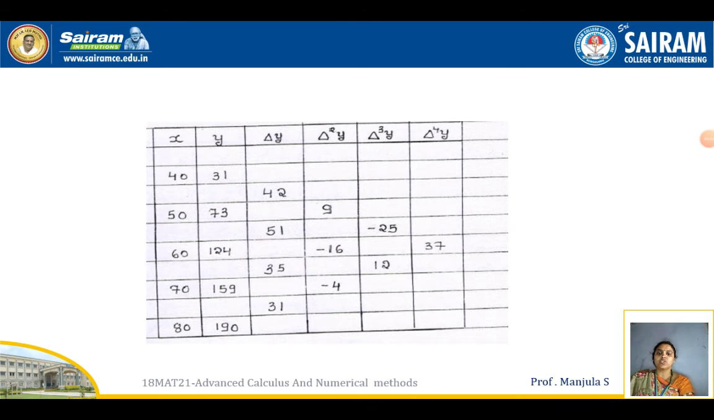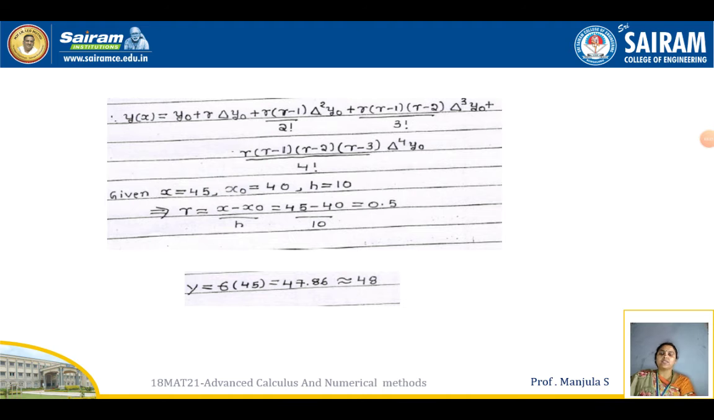After construction of this table, next we'll go for using Newton's forward difference formula. The formula will be like this: y of x equals y naught plus r into del y naught plus r into (r minus 1) by 2 factorial del square y naught plus r (r minus 1)(r minus 2) by 3 factorial del cube y naught plus r (r minus 1)(r minus 2)(r minus 3) by 4 factorial into del 4 of y naught.